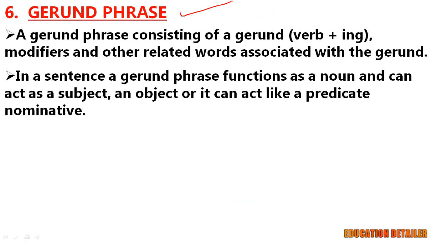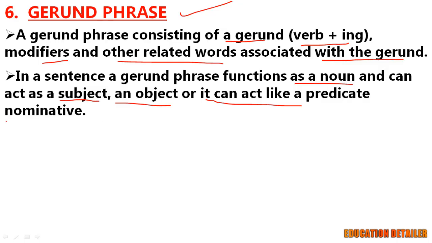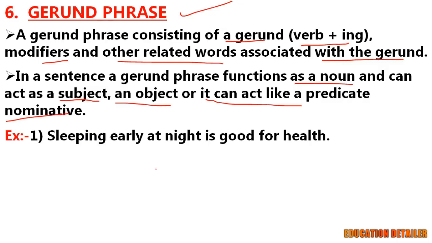Next, gerund phrase. A gerund phrase consisting of a gerund, ing form of the verb, modifiers and other related words associated with the gerund. In a sentence, a gerund phrase functions like a noun and can act as a subject, an object, or it can act like a predicate nominative. Example, sleeping early at night is good for health.